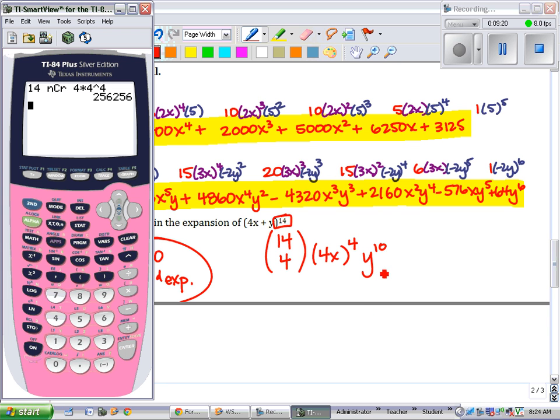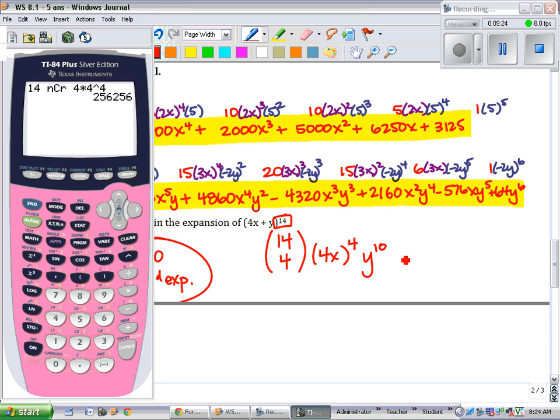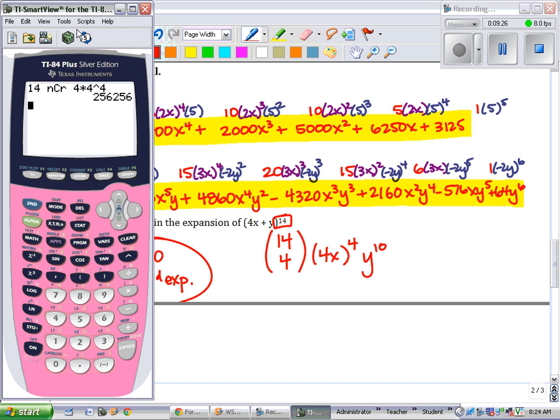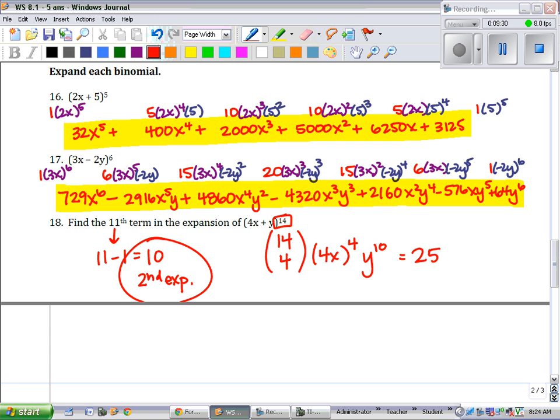Can we use our triangle? The 10th is only on the y, and since the y didn't have a coefficient, we don't have to worry about it. My answer is 256,256. Why did you multiply 10 to 44? Because we need to combine all of the coefficients into one final one. If the y had something on it, I would have to multiply it also. Okay? Lydia, is that good?